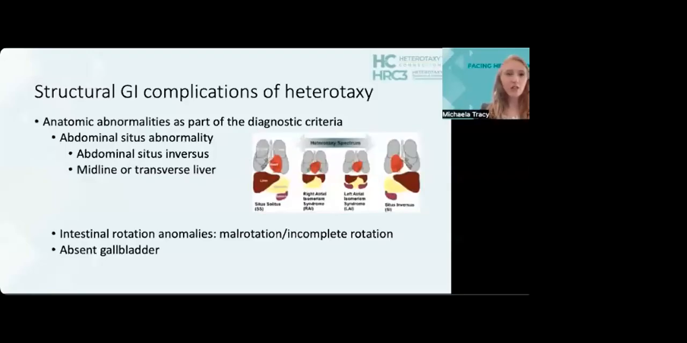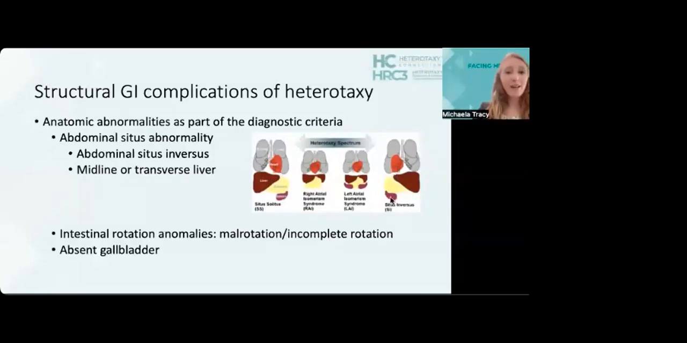And this first group are actually anatomic abnormalities that are part of the diagnostic criteria for heterotaxy syndrome. The first group is abdominal situs abnormalities, which we can look over here in our picture. On the left side here, we have normal anatomy. We have our left-sided heart with stomach and spleen also on the left, and our liver tucked up under on the right. Comparatively, if you go all the way over here, the opposite of that would be complete abdominal situs inversus, where we have our liver over on the left now, and our spleen and our stomach are on the right.